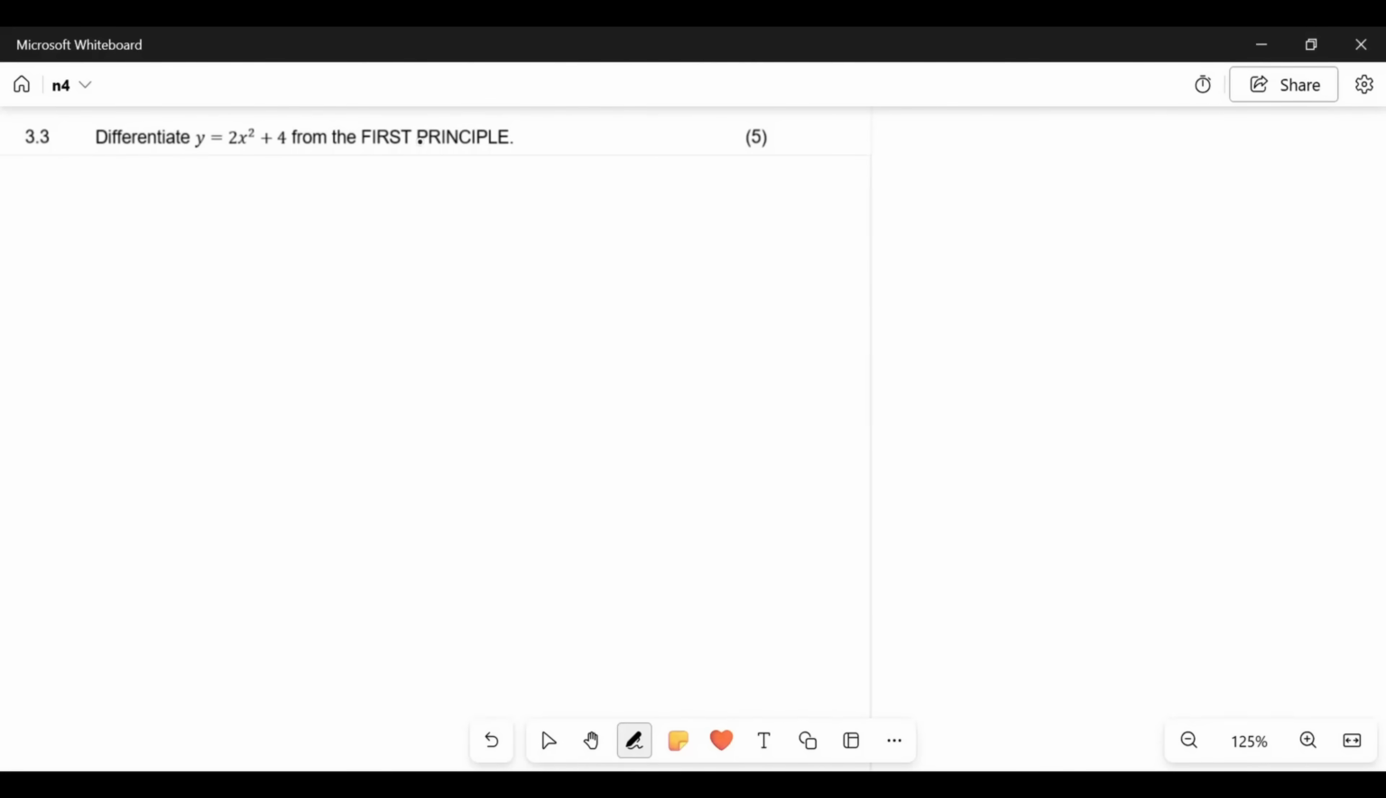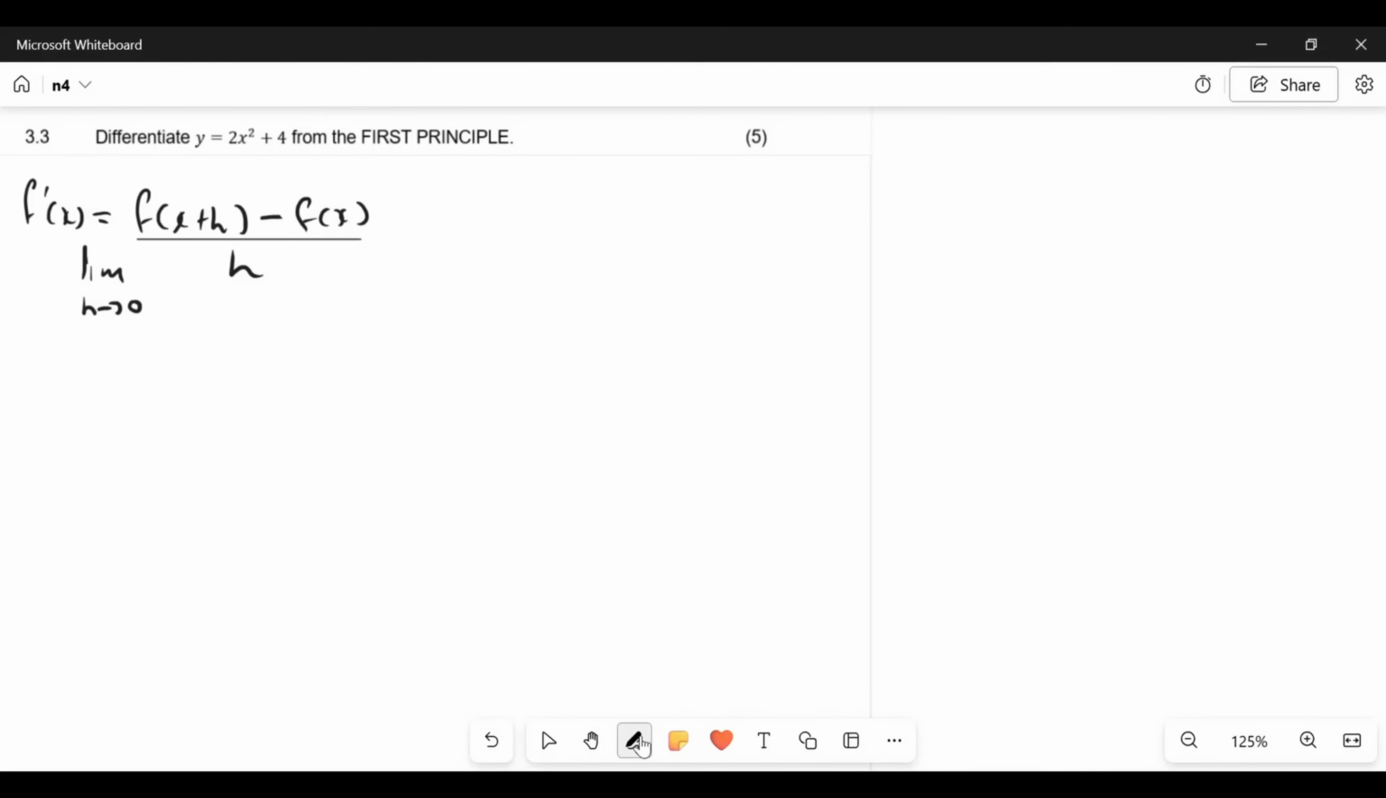Now, when you differentiate from the first principle, there's a formula that we need to use. It's as follows. We have f prime of x equals the limit as h approaches 0 of f of x plus h minus f of x, all divided by h. So this is the formula that we must use, guys.